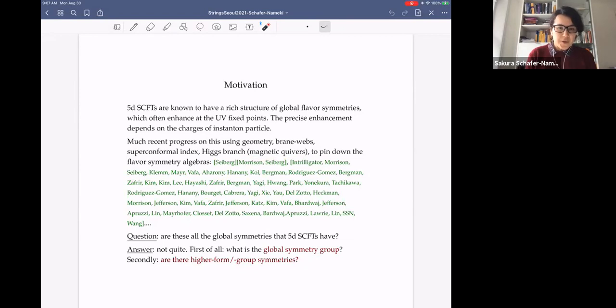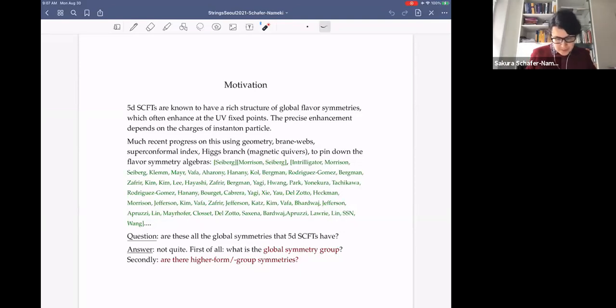The Coulomb branch of the three-dimensional N=4 theory determines the Higgs branch of the 5D SCFTs. And from the structure of this Higgs branch, the foliation structure in terms of symplectic singularities, we can also read off the flavor symmetry algebra, at least the non-abelian part. And so this has led to a huge number of papers, in particular determining what exactly the enhancement is.